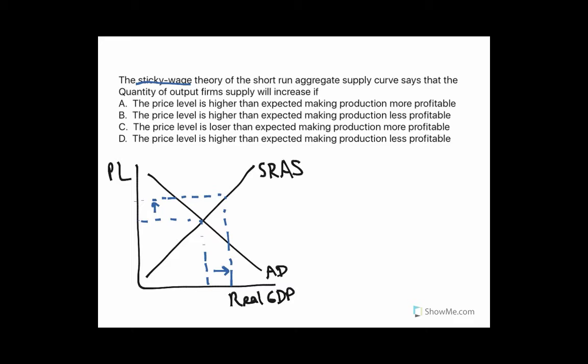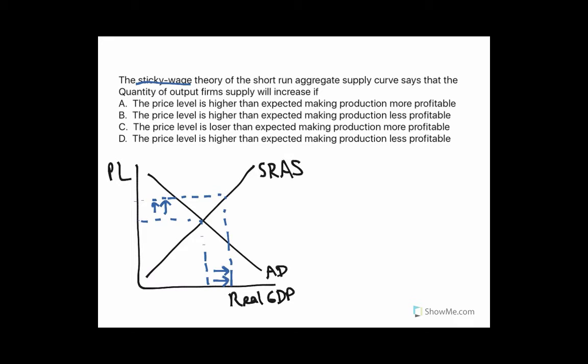So this is sort of similar to what the question is asking. It says the quantity of output that firms supply will increase if what happens. So we need the quantity to increase like it did in this drawing I did. And what caused that increase, if you remember, is that this price level went up.